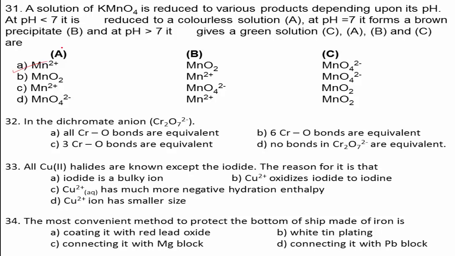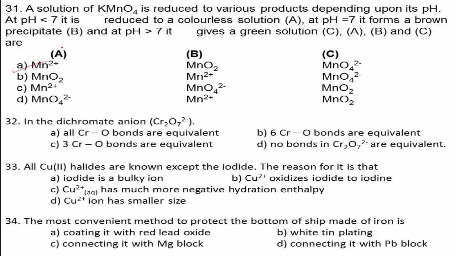Next, question number 32. In the dichromate anion Cr2O7 2-, option A, all Cr-O bonds are equivalent. Option B, 6 Cr-O bonds are equivalent. Option C, 3 Cr-O bonds are equivalent. Option D, no bonds in Cr2O7 2- are equivalent.